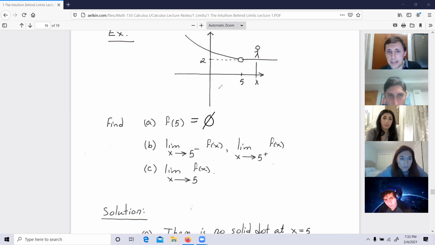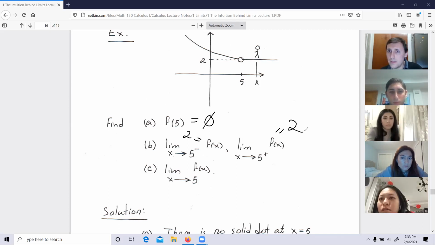You see, 5 minus means you put the doll slightly to the left of 5. So the doll is walking here, and where will it be getting? It will be getting to 2. It gets closer and closer to that dangerous place. So this is equal to 2. And what about 5 plus? Look at it here. This is 2 plus, and this never changes. So this is always 2.